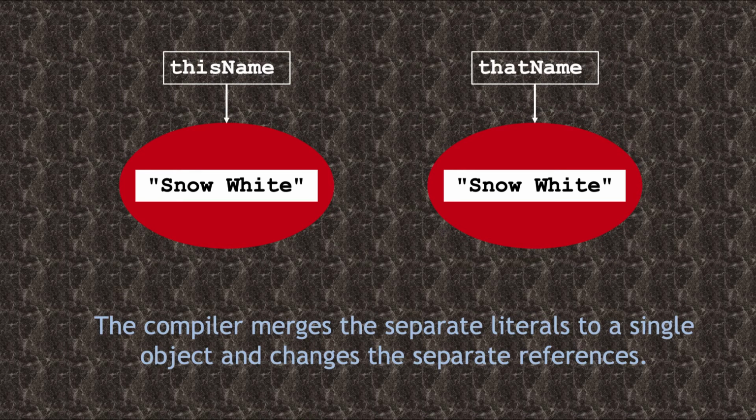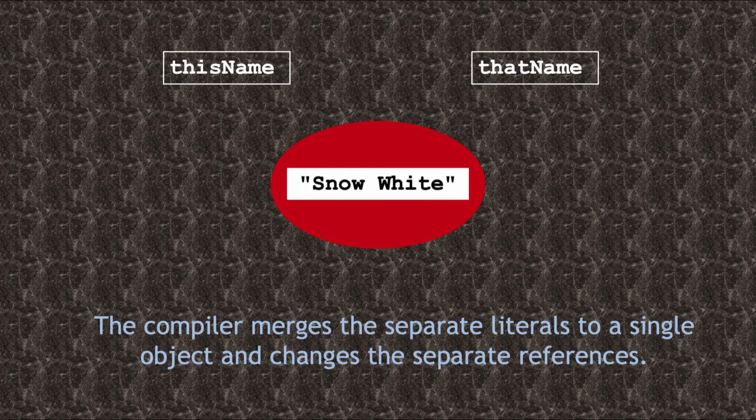So here's an illustration of what the compiler does. Suppose we've defined two variables in our source code referring to two string literals, both of which are Snow White. The compiler will spot that those two literal strings are identical and try to save space by merging them into a common string object containing the common text, and then making sure that those two variables refer to that shared object. So it's turned what was non-reference equality into reference equality.